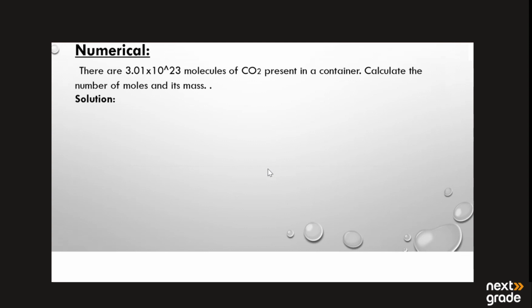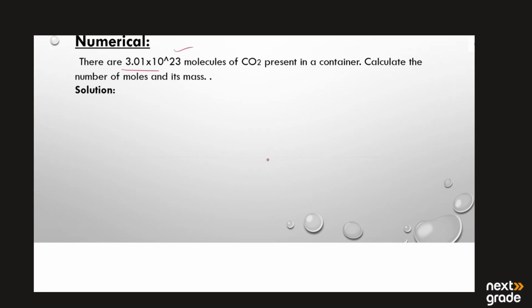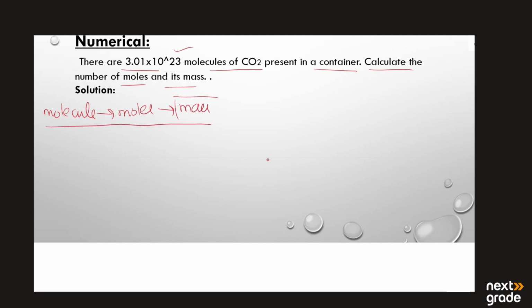The first numerical we have: there are 3.01 into 10 raised to power 23 molecules of carbon dioxide present in a container. Now how can we calculate the number of moles and its mass? First of all we have to convert the number of molecules, or the number of particles, into moles, and then we will be able to convert moles into the mass. So we have to find the mass.